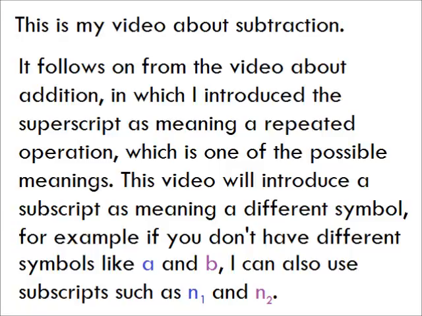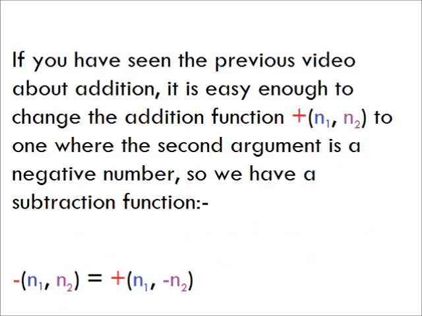For example, if you don't have different symbols like A and B, I can just use subscripts such as N1 and N2. This way we can't run out of symbols because we can't run out of numbers. If you have seen the previous video about addition, it is easy enough to change the addition function if we write it like this, plus with the two n's, to one where the second argument is a negative number. So in this way we have a subtraction function.